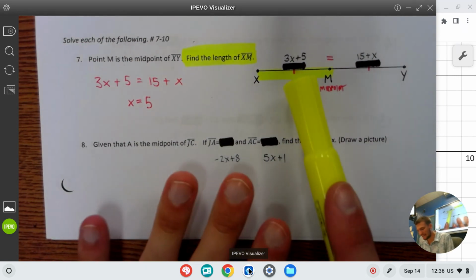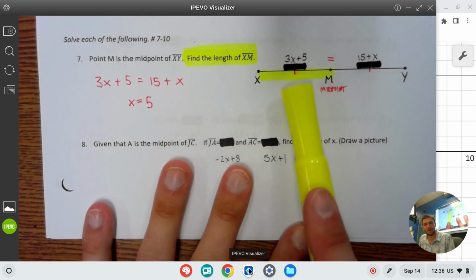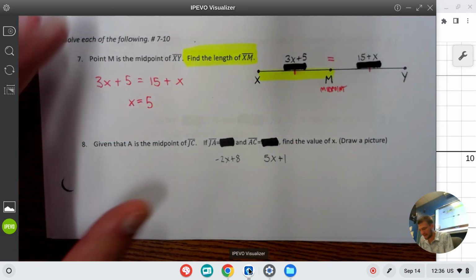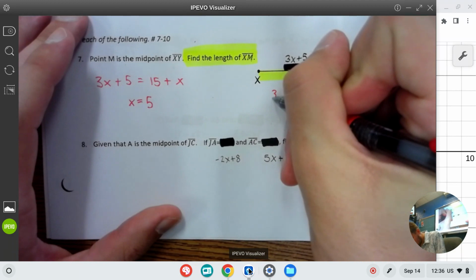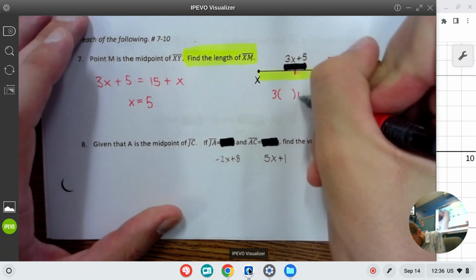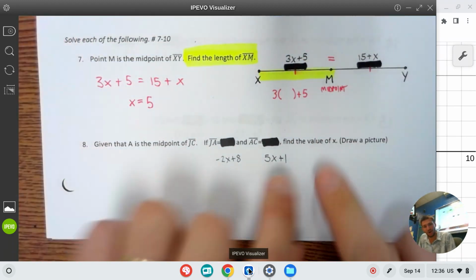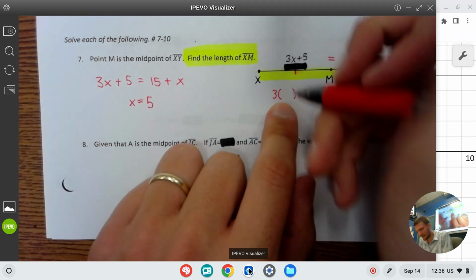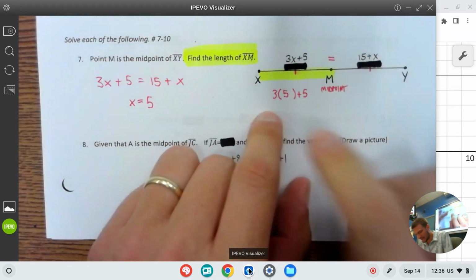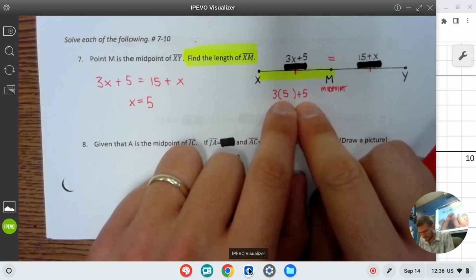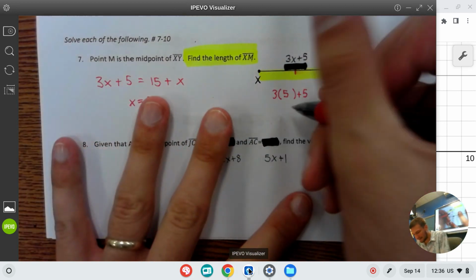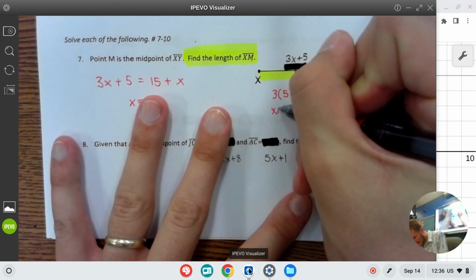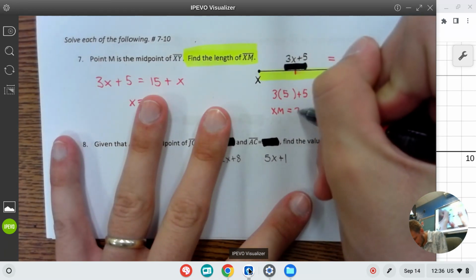How do we find the length of this left part? Yeah, we just plug in the X, okay? I'm going to go ahead and take 3X plus 5, and what number are we going to put into the X? A 5, and we could probably do this in our head. What's 3 times 5 plus 5? 20. I would agree with you. I would say that XM equals 20.